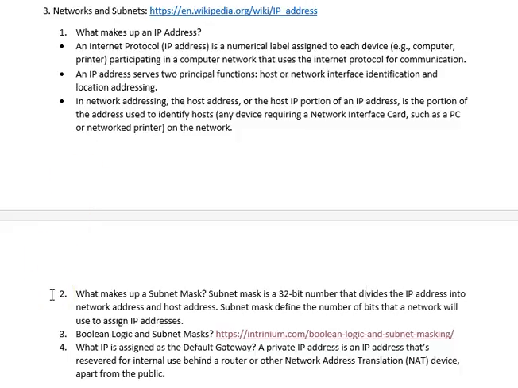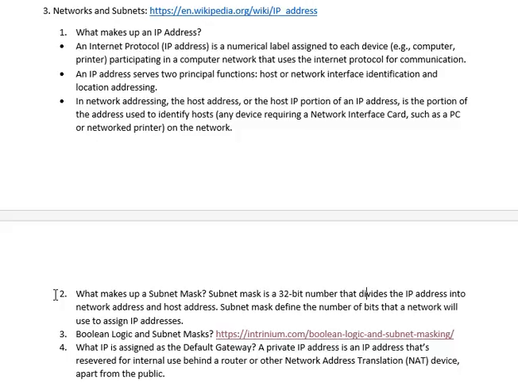What makes up a subnet mask? A subnet mask is a 32-bit number that divides the IP address into network address and host address. Subnet masks define the number of bits that a network will use to assign IP addresses.